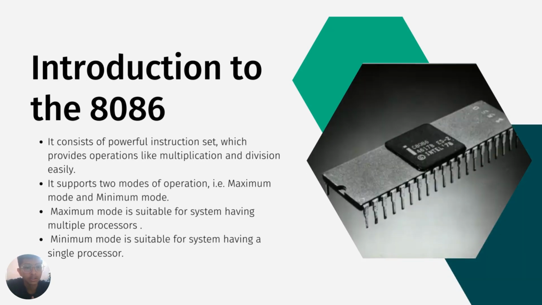Now, introduction to 8086. Firstly, it consists of a powerful instruction set. It provides operations like multiplication, division, and shift operations easily and faster. Also, it supports two modes of operation: maximum mode and minimum mode. The maximum mode is suitable for systems having multiple processors, and minimum mode is suitable for systems having a single processor.